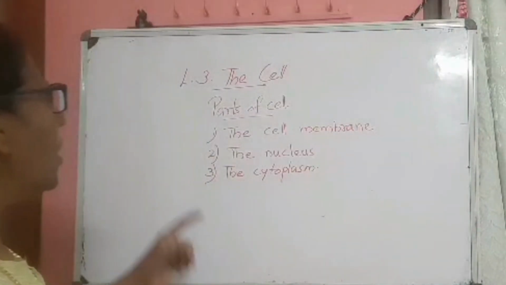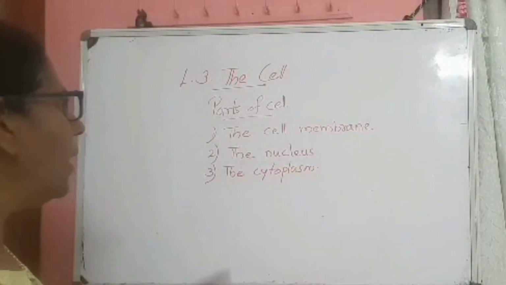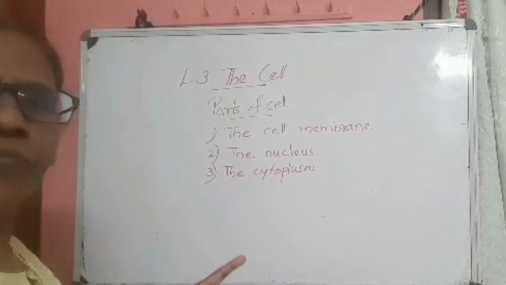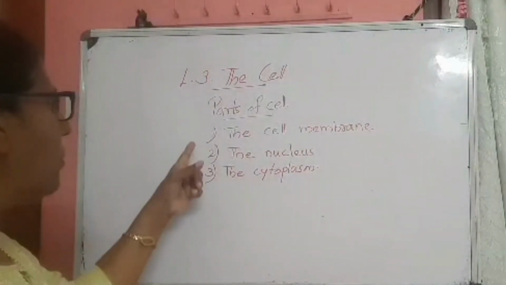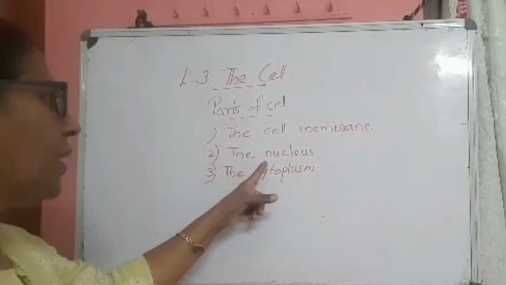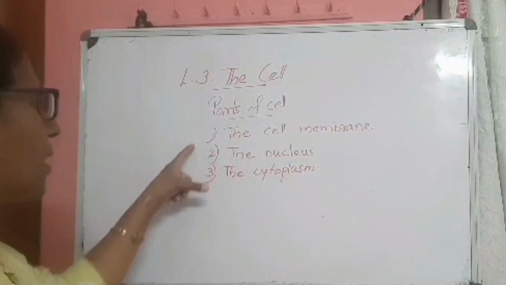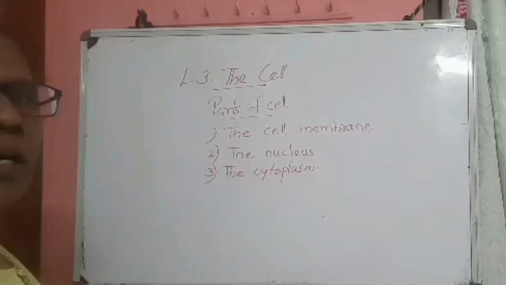We'll see what the parts of a cell are. A cell consists of 3 parts. Number 1, the cell membrane. Number 2, the nucleus. Number 3, the cytoplasm. These are the 3 parts of a cell.